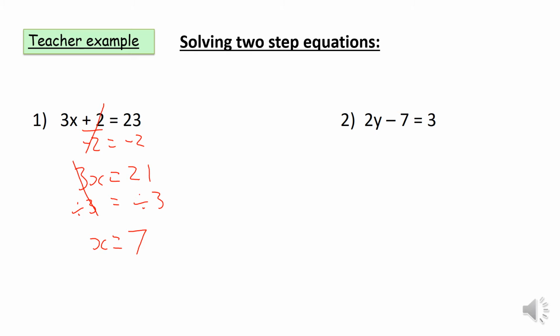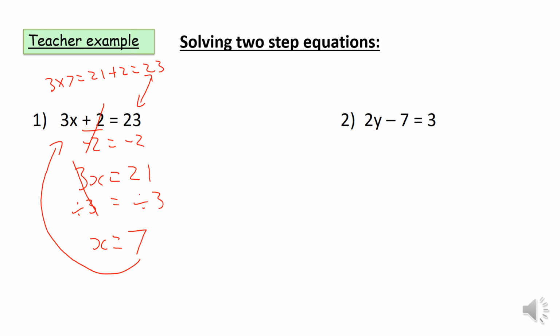I can then check my answer by replacing the 7 back into the equation. So 3 times 7, which equals 21, add 2, does it give me 23? Yes it does. I've done it correctly.